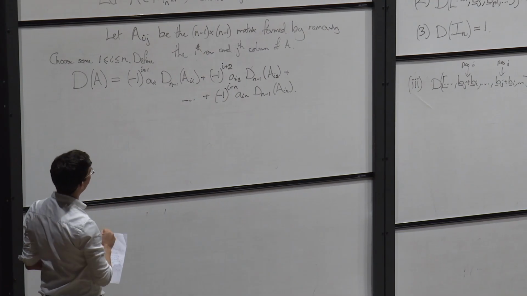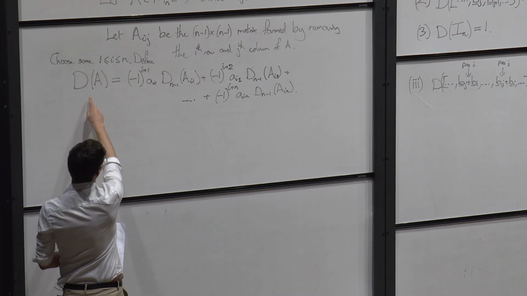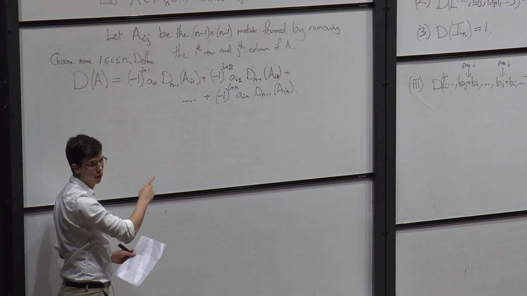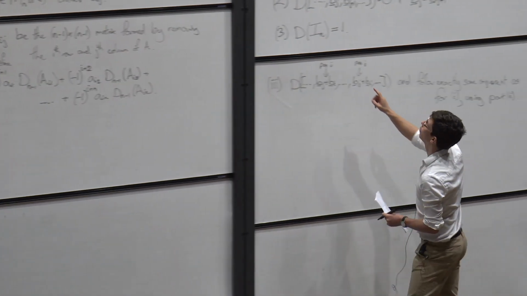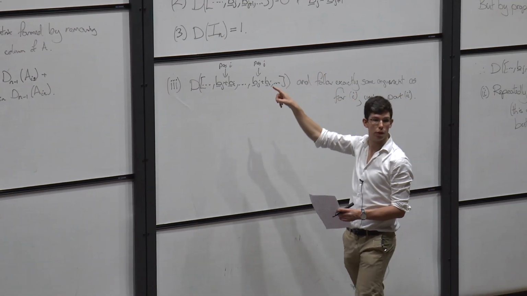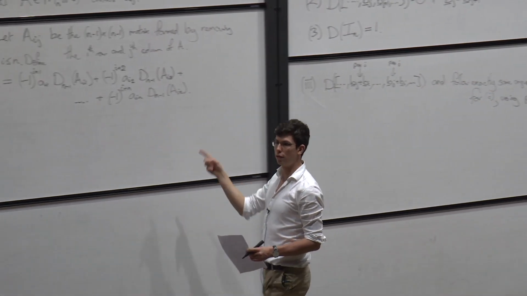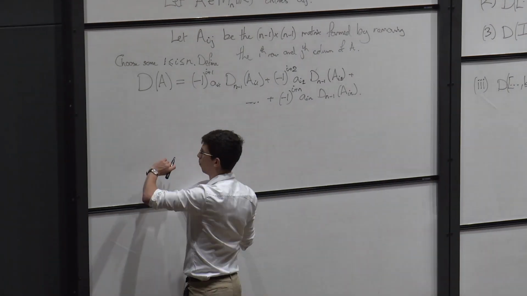Anyway, I've defined this function, and this is a function on n by n matrices. And I want to show you that it's now determinantal, so I want to verify that it satisfies properties 1, 2, and 3. And if I've done this, I have completed the proof.